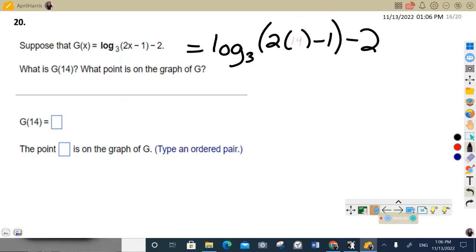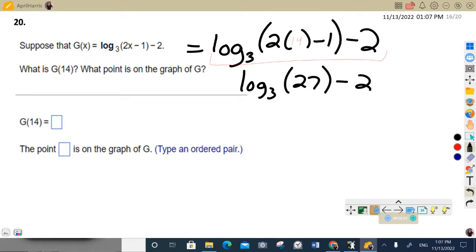So that's 28. Actually, you can just type all that in the calculator if you would like. I'm going to do it without a calculator. We have log base 3 of 28 minus 1, that's 27, minus 2. Log base 3 of 27 is 3, minus 2. The answer should be 1.